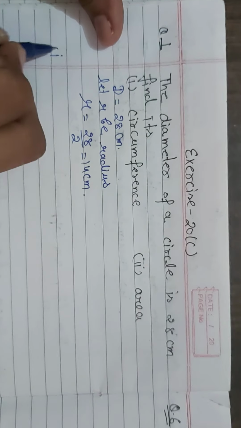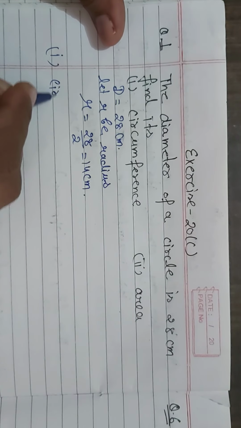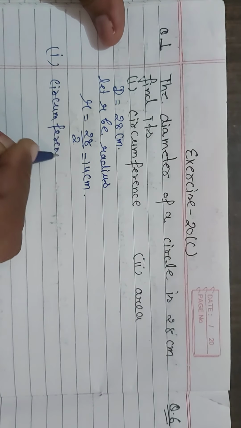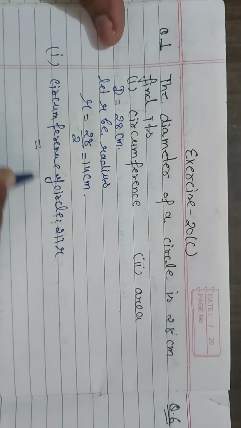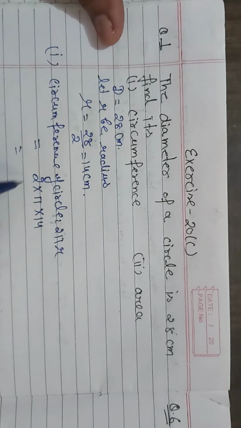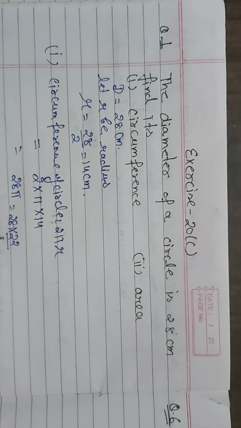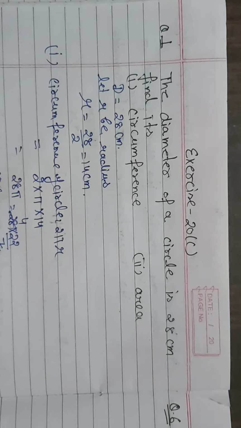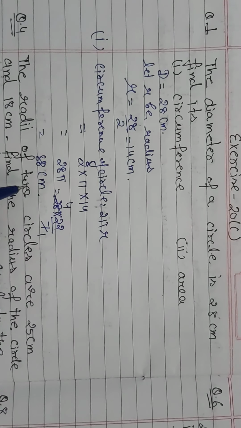In the first part we find the circumference. What is the circumference? Circumference is 2 pi r. Circumference of the circle equals 2 into pi into r, in place of r 14, and this equals 28 pi. We put the value of pi, 22 by 7, in place of pi. 7 1 7, 4, then this equals 88 centimeter. This is the circumference of the circle.